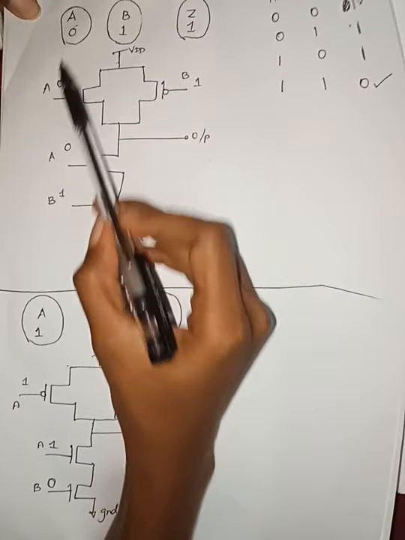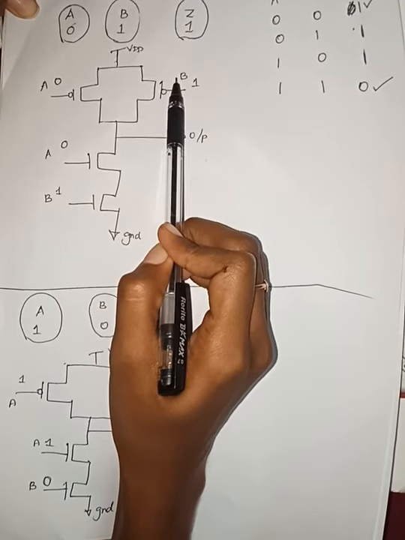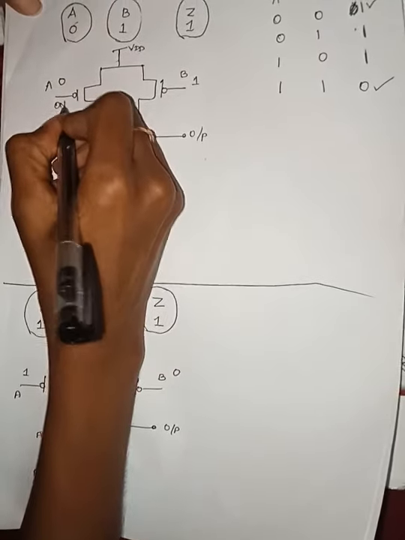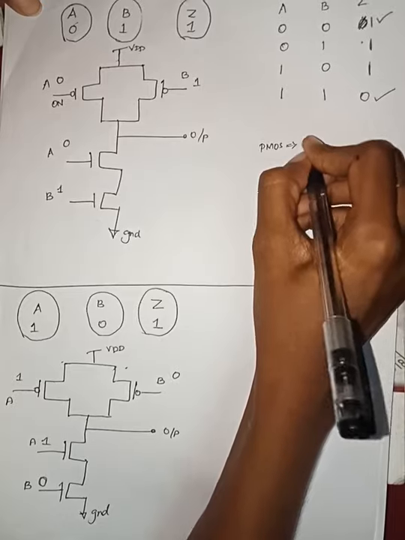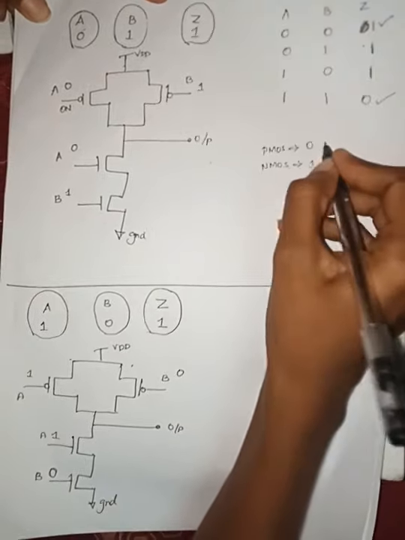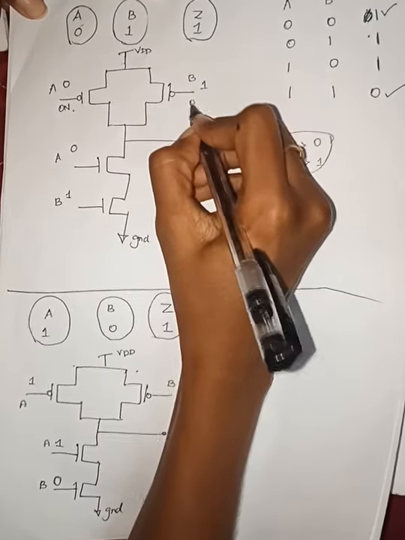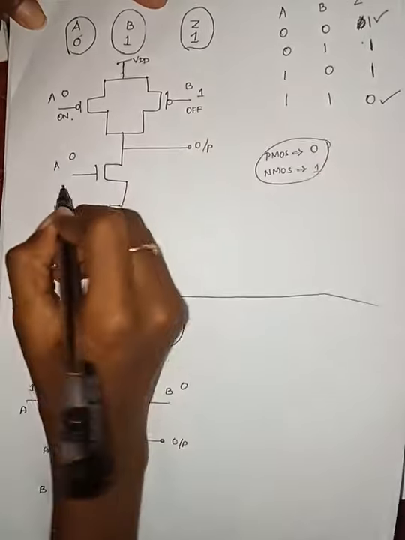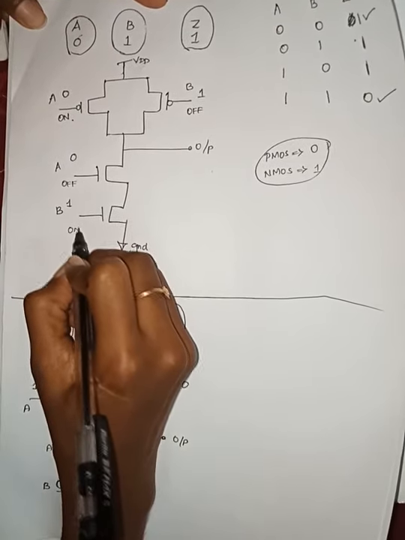So when we are giving input as 0 for A and input as 1 for B, this PMOS gets on. As I said previously, PMOS always gets on when the input is 0 and NMOS always gets on when the input is 1. So this PMOS gets on, this PMOS gets off, this NMOS gets off, and this NMOS transistor gets on.